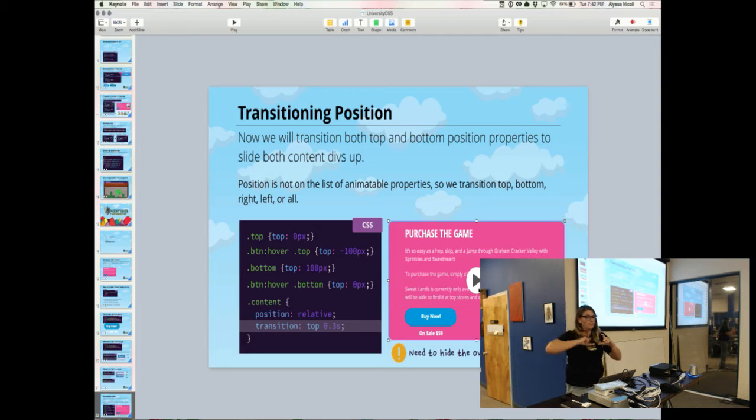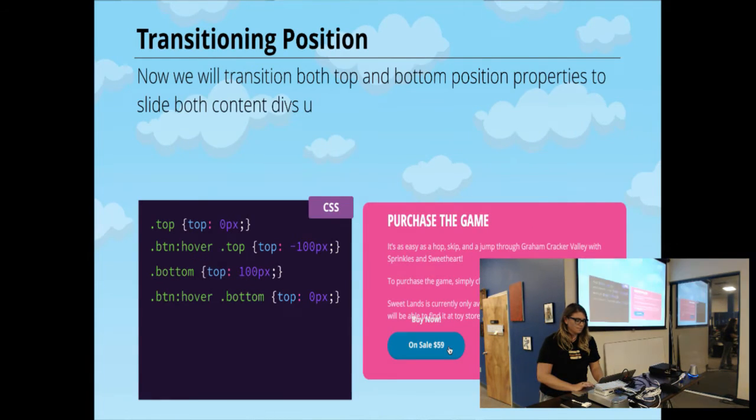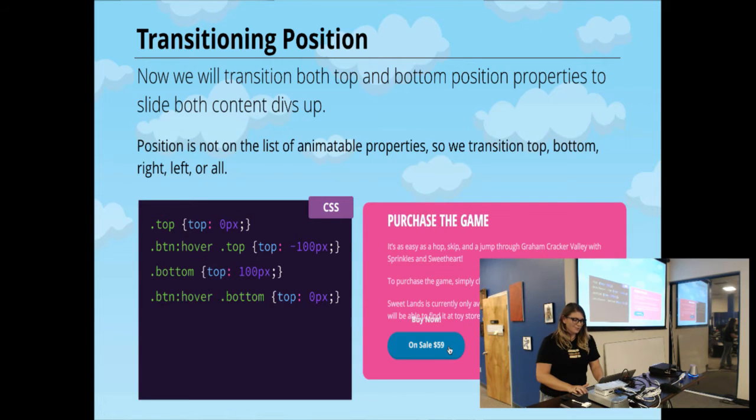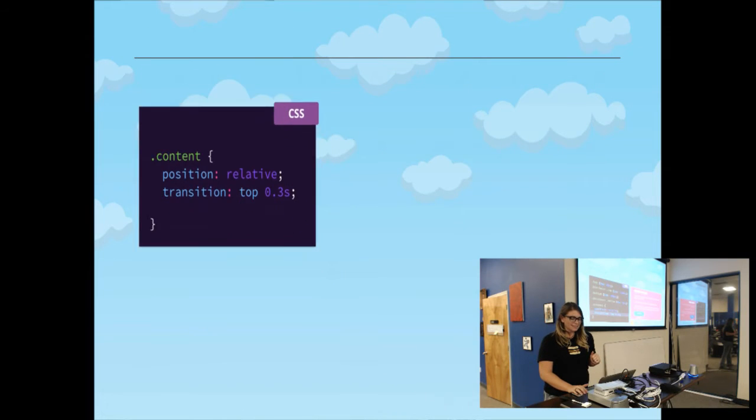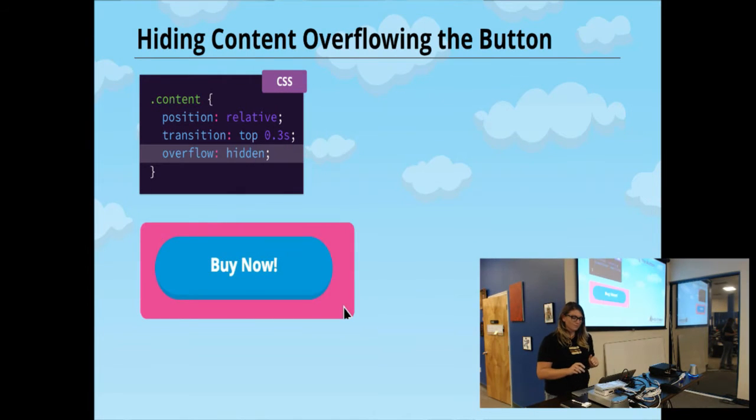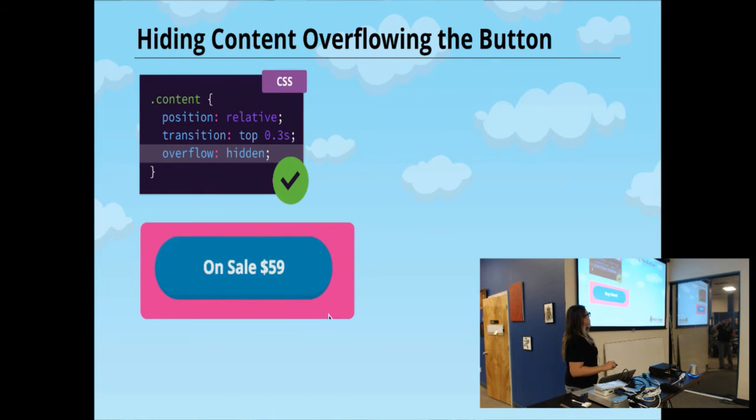They're both moving. The final thing, we're going to get there, I promise. The final thing we need to do is hide this overflowing text, which is as easy as saying content overflow hidden. So now when you hover over the button, it's doing what we wanted.